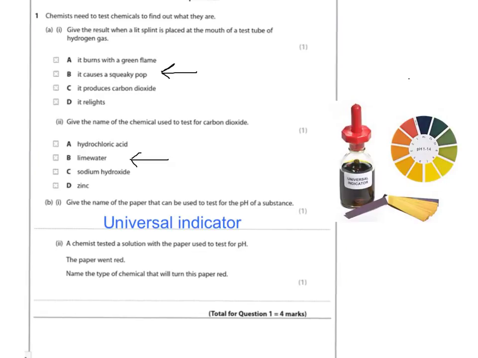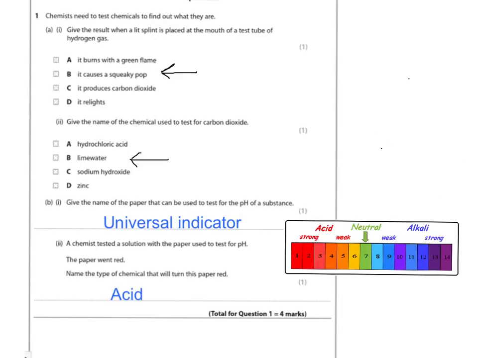So this answers the next part of the question. If the paper went red, we can assume that it was an acid. Don't forget, acids can be strong or weak. Alkalis can be weak or strong, and neutral is pH 7.